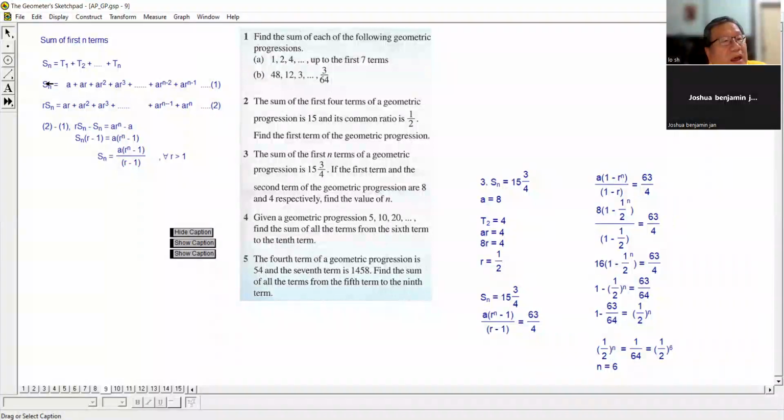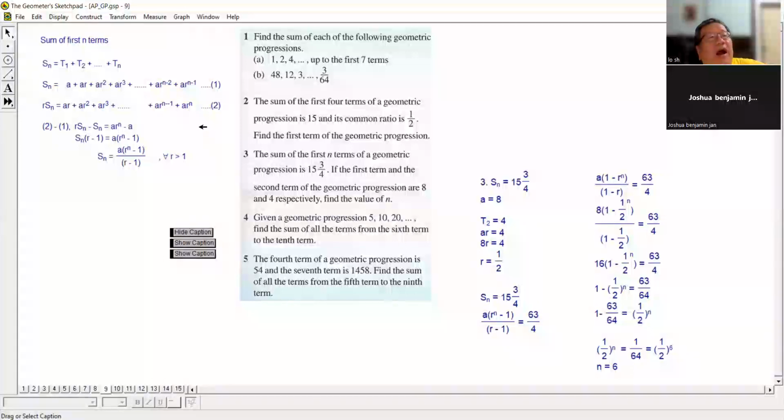So when you multiply Sn with R, it is Rsn. You multiply A with R, it is AR. You multiply AR with R, it is AR square. So each of the terms above has increased by 1 R and it becomes like this. Okay or not? Equation 2 comes from equation 1 by multiplying with R, so every term there also increased by R.